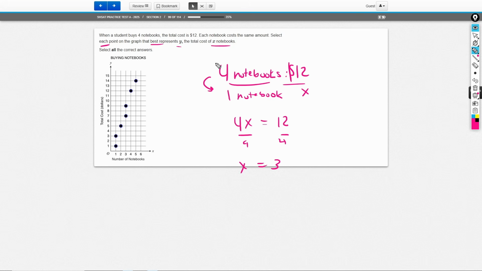Or, what did I do to go from 4 to 1? I divided by 4, so I have to do the same to this side. 12 divided by 4 is 3.